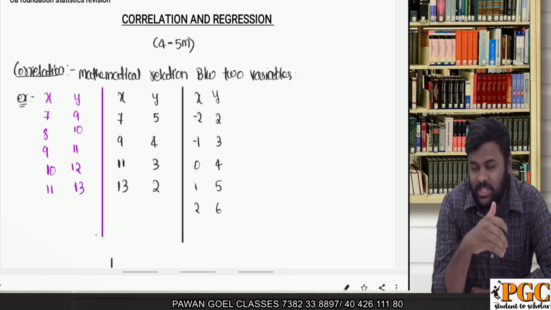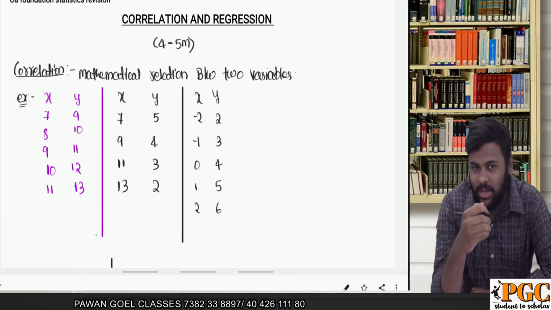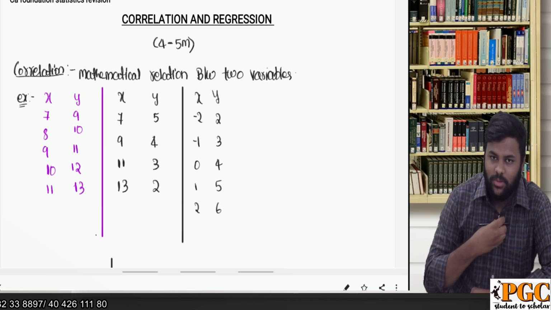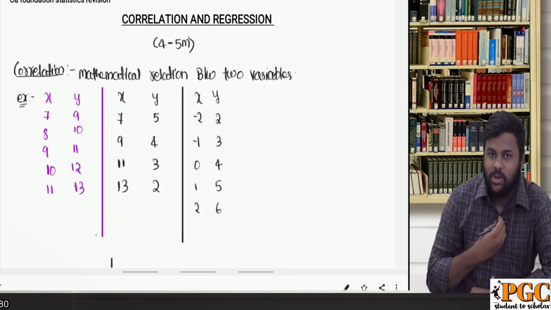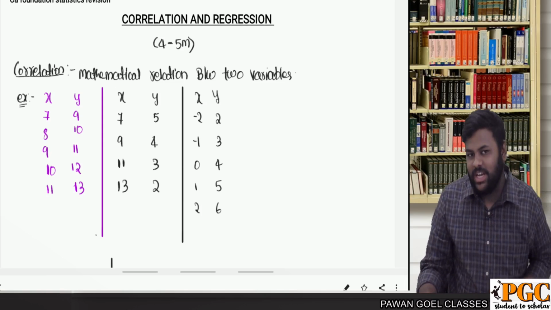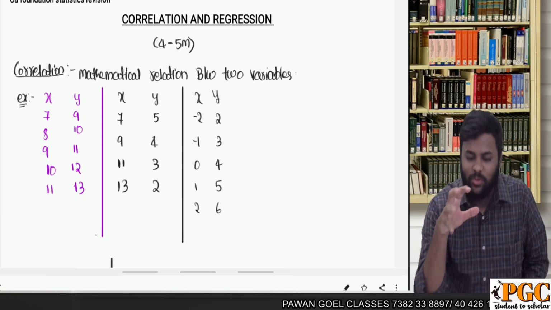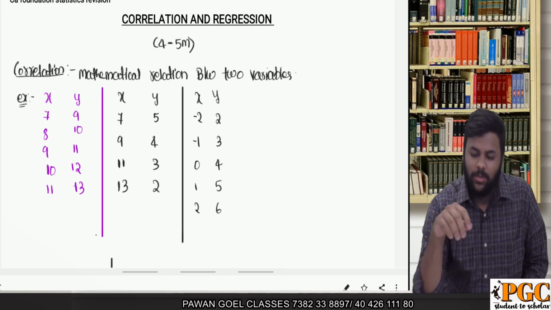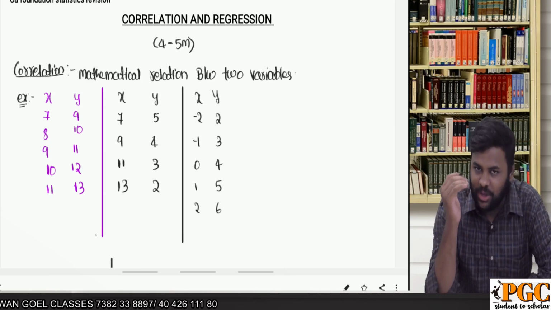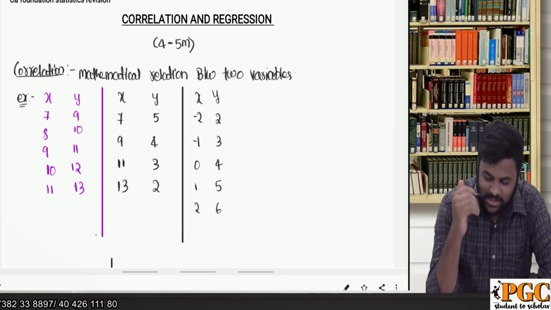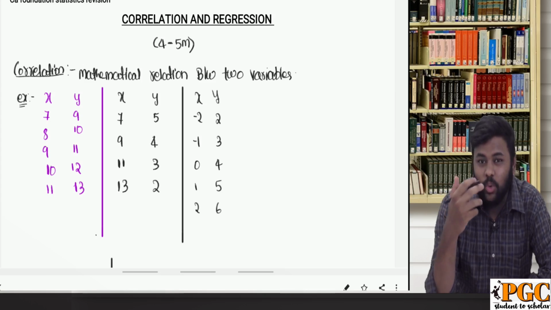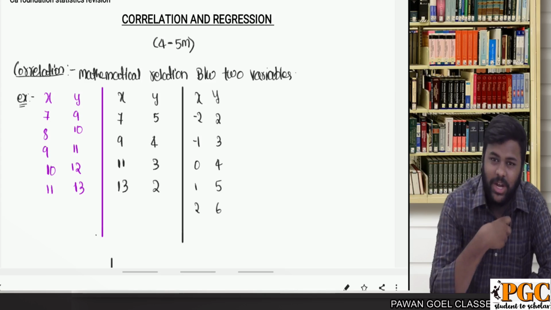So in this revision session let us take up the next important topic, correlation and regression. Now let us try to understand this concept. This chapter carries a weightage of around 4 to 5 marks. First, let us understand correlation. Then we will have an insight regarding regression. And at last, we will try to understand univariate data and bivariate data.